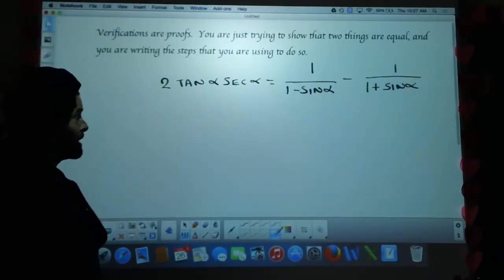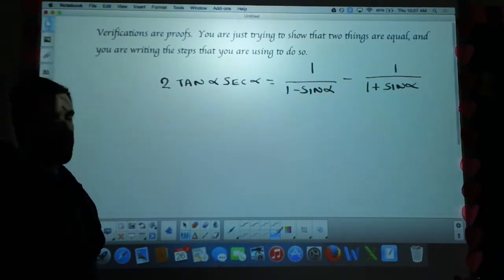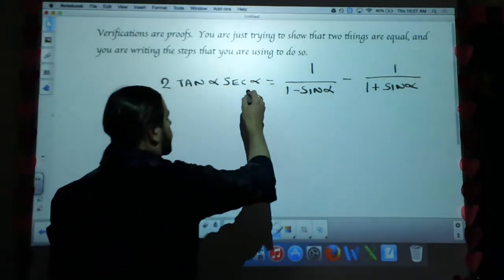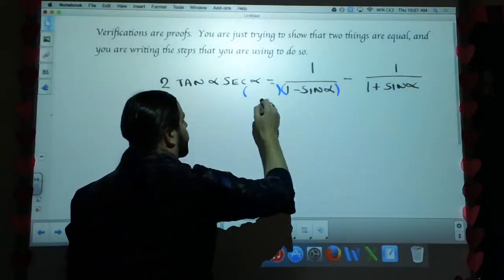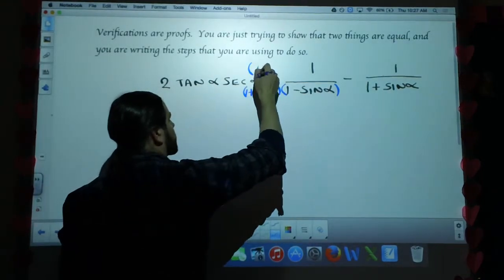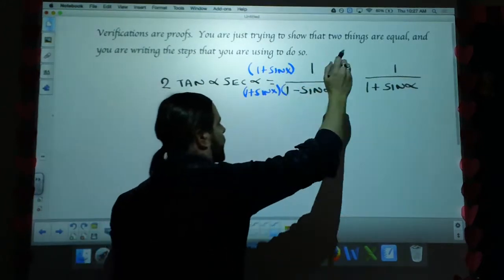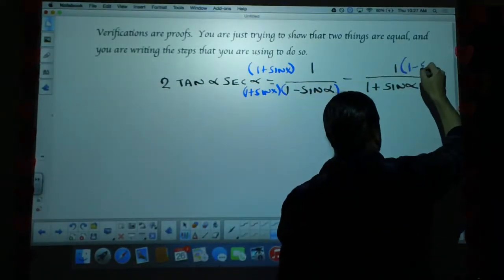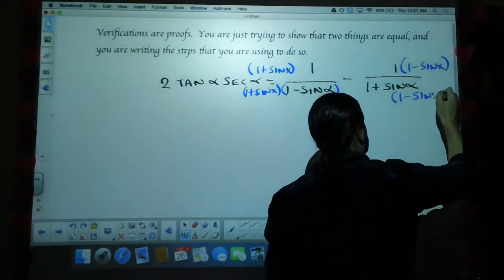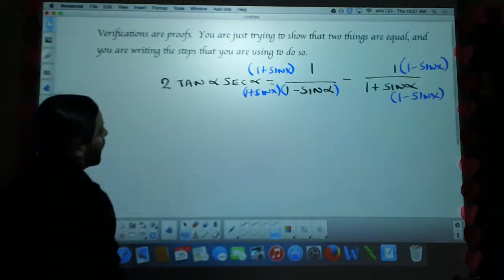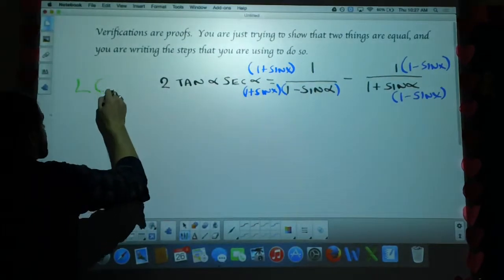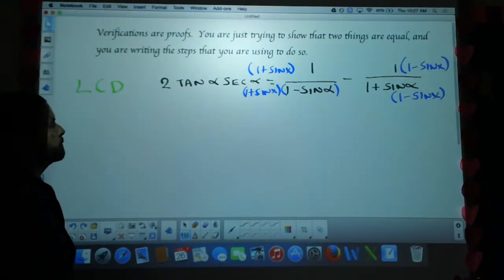I'm going to work with that one because I already know I can add fractions, right? So I'm going to multiply this one by 1 plus sine of x. And I'm going to multiply this one by 1 minus sine of x. I'm doing that to make a common denominator so that I can put these fractions together. So, what's my reason for that? It's simple. I'm making a lowest common denominator. Okay, so let's do that.